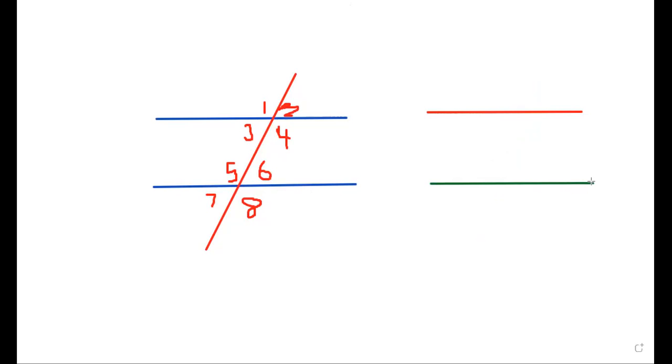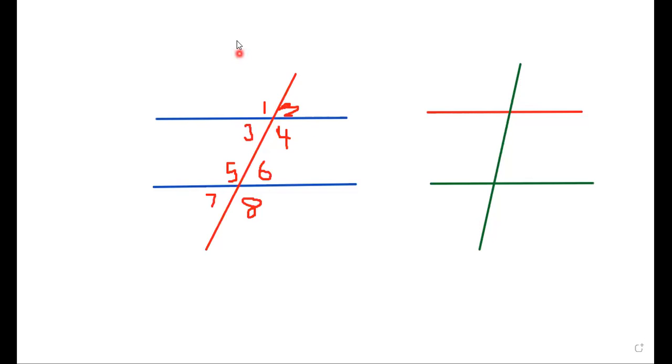1 and 8 and 2 and 7. 1 and 8, 2 and 7. As I said before, it should be one right and one left. Then I want now to determine where we can find 1 and 8. So where is the alternate exterior? So this is the first one. Okay, and this one too. This is called alternate exterior. One left and one right. And this too. This and this.